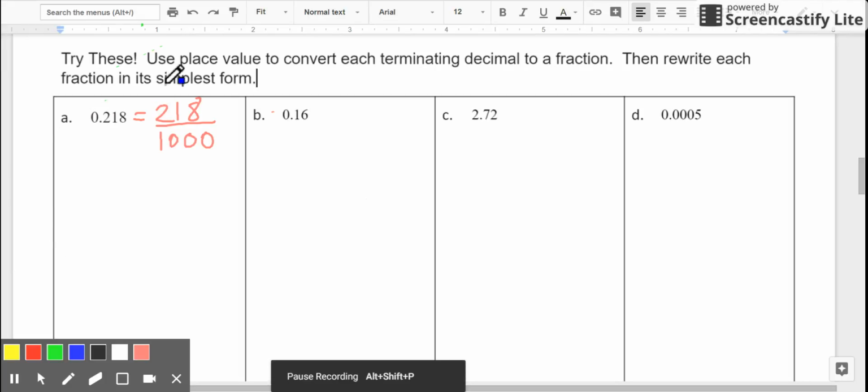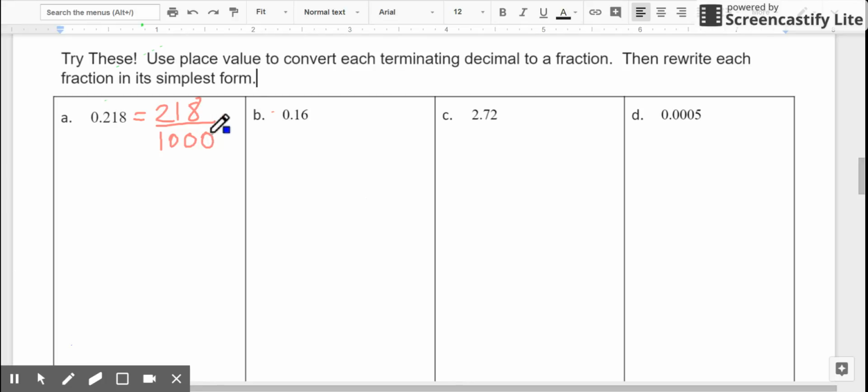So for example, I see that 218 ends in an 8 and that 1,000 ends in a 0. And I know for a fact that if anything ends in 0, 2, 4, 6, or 8, that number is even. And therefore, both the numerator and denominator are divisible by 2. So let's divide these by 2. 218 divided by 2 is going to give me 109. And 1,000 divided by 2 is going to give me 500.